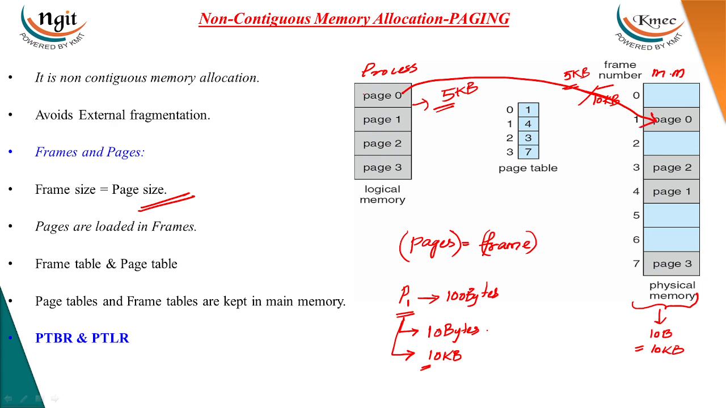Okay, a 5 kb page will fit into a 5 kb frame. So all the frames will have the same size, 5 kb, 5 kb, 5 kb, 5 kb. Memory can be divided into same size frames and same size pages.